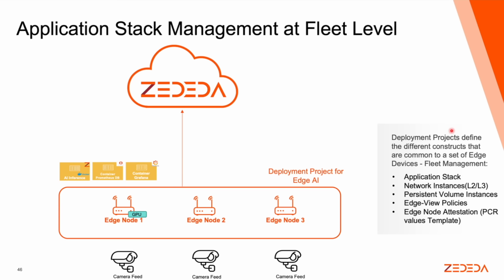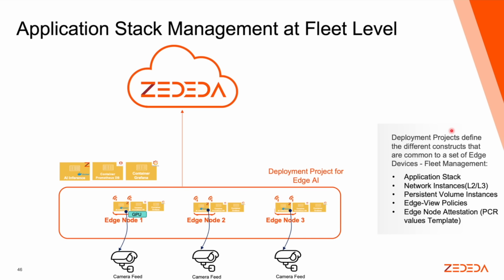So we bring the nodes as part of the deployment project, and automatically the controller will create all the objects that we need in that project. So it will basically create these 3 applications that we see in the picture: the AI inference running on the Docker runtime, the Prometheus database, and the Grafana. And next to that, there are other elements.